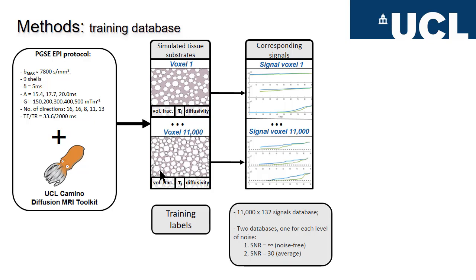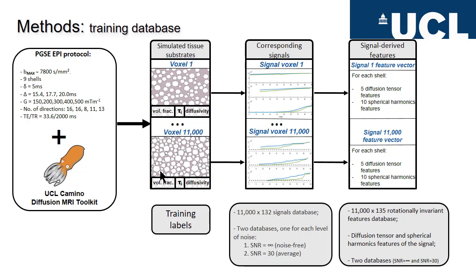To generate our simulated training database, we use a PGSE imaging protocol with the following settings, which match the experiments in our data, in combination with the Camino diffusion simulator, to generate a database of 11,000 diffusion-weighted MR signals, each corresponding to a unique tissue substrate with known ground truth parameter values. From each substrate, we keep as labels during training 3 microstructure parameters. And to match the experimental data in our work, we add Rician noise with signal-to-noise ratio 30.